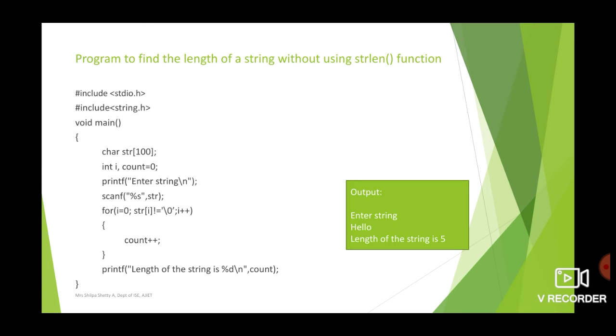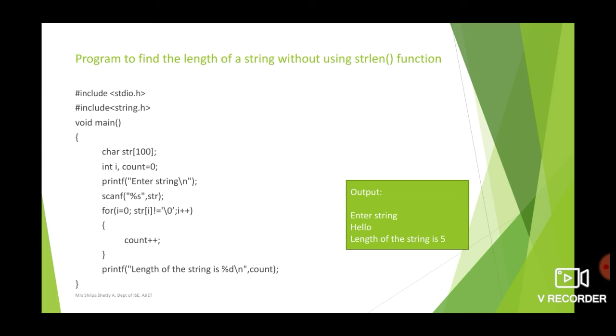Then we have taken two variables here, i and count. Count is the variable used to store the length of the string that we calculate, so let us initialize it to 0, and i is the loop variable because we are using a loop in our program. So now next is printf enter string, scanf %s str. We are writing a statement here asking the user to enter the string, then we will store the string in str. The string is read by using the scanf function.